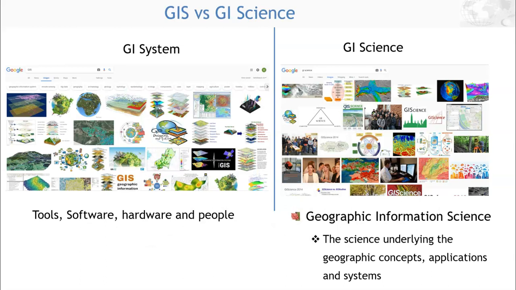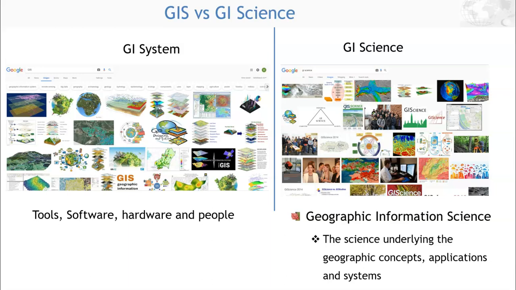Next, we need to distinguish GIS, the system, and GIS, the science. GIS, the system, exclusively refers to the interrelated parts that generate geospatial data and information. So this is your tools, software, hardware, and the people.